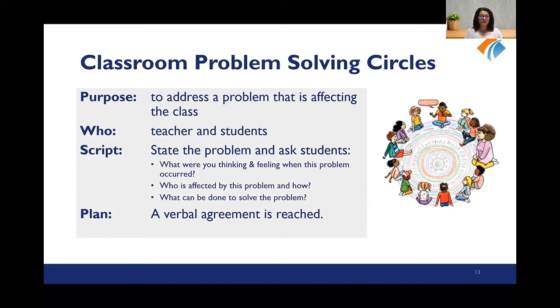And it would involve the teacher and the class of students. They would circle up, and the teacher would open the circle by stating what the problem is, and then ask the students these prompts that would be offered in rounds using the talking piece. What are you thinking and feeling when this problem occurs? Who's affected by this problem and how? And what can be done to solve the problem? In the end, the class comes to a verbal agreement of what they're going to do to solve the problem. And this is really a great example of solving problems with the students.